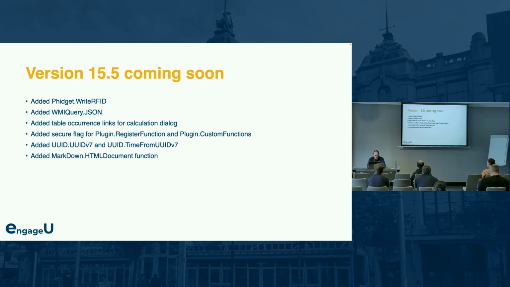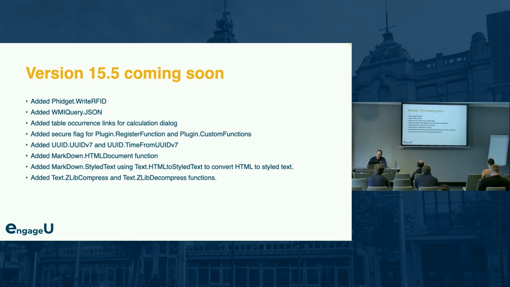We got a function for Markdown to directly return you an HTML document from the Markdown text, and also style text, so you can directly show it in a field. And we also, on the way, got a function to convert HTML to style text with a plugin. It doesn't support all the text, but mostly, so we can use it for the Markdown processing. And we got a function for doing zip compression on text fragments, which is something you need in Switzerland for some medical QR codes. So people asked for it, and I just added it.